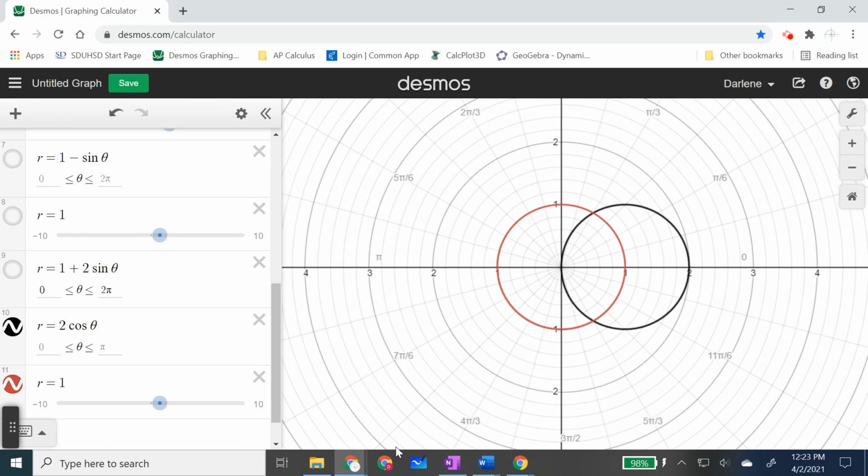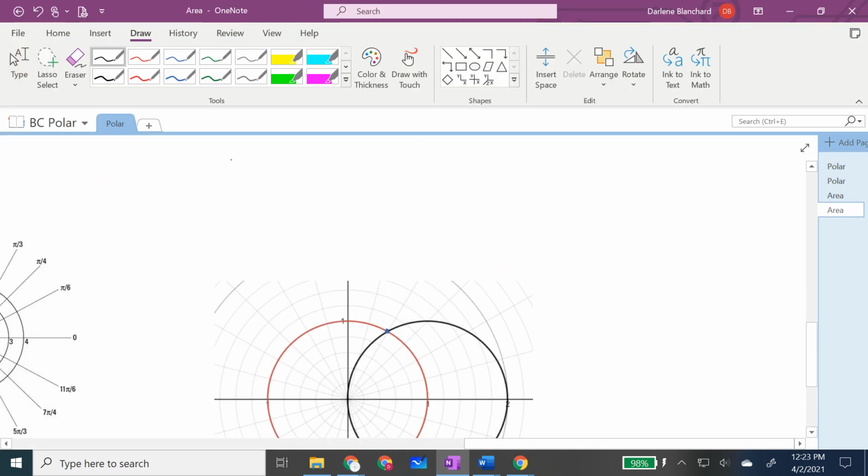2 cosine theta and r equals 1. So if I need to find out for sure what angles they intersect, I am going to set the two r's equal to each other and let trig take over.